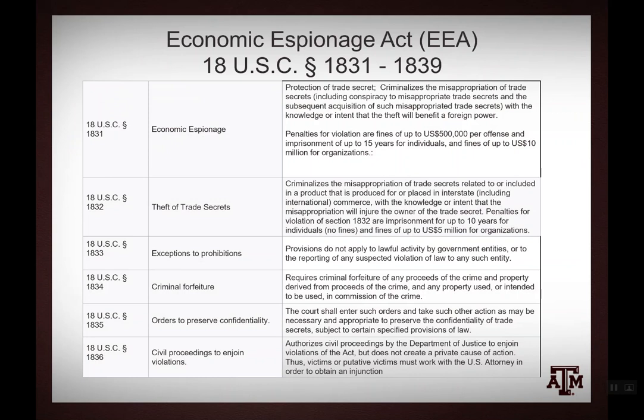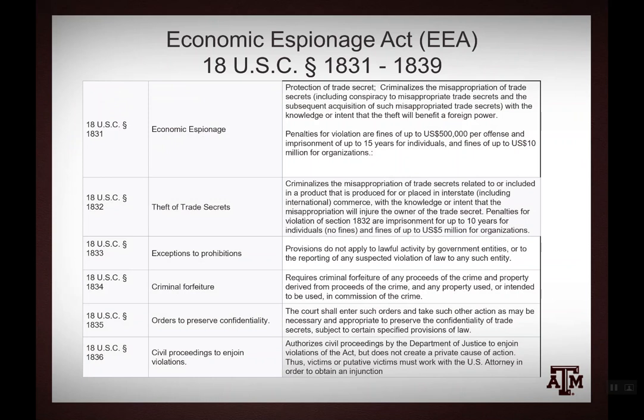And then you have exceptions, if the government has to lawfully do things or something like that. Part of the potential liability a criminal could face is criminal forfeiture. So I steal your trade secret, I put you out of business, I make $1 billion, I get caught, I don't get to keep that money. Even if I say, oh, I'll take the prison time and come out with this nice fat Swiss bank account, no, it requires criminal forfeiture of any proceeds.